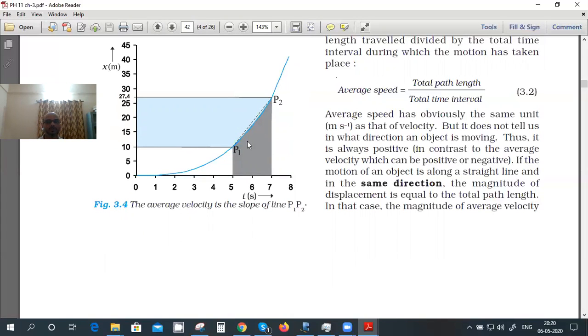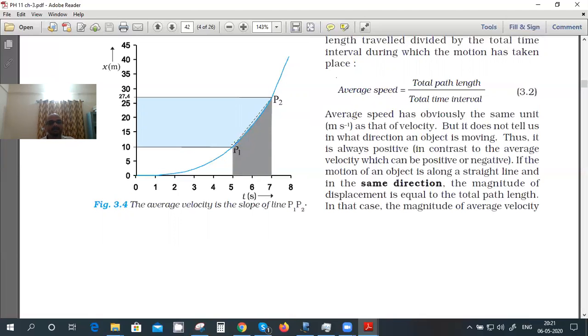But when this point P2 comes closer and closer to P1, this dotted line will become a tangent. A tangent is a straight line which touches the curve at only one point. A chord or secant touches the curve at two points, right? So when P2 comes closer and closer, this secant will become a tangent, in the limiting case when P2 coincides with P1. So the slope of the tangent is the instantaneous velocity. The slope of the secant is the average velocity. Average means between any two times. Instantaneous means at that particular instant, which is the same as saying the time interval is very, very small.